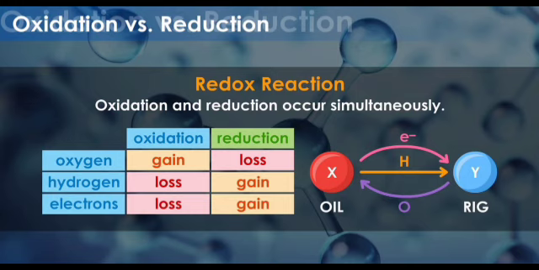We cannot say electron loss is not equal to the electron gain, but it's supposed to be equal. So we want to make the electron loss equal to electron gain. So how do we do that?